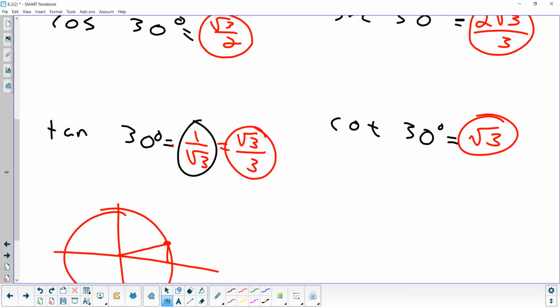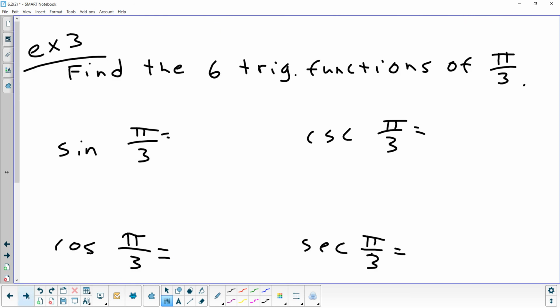So that's 30. Let's try this one. Find the 6 trig functions of pi over 3. Now they're asking in radians. What's pi over 3 in degrees, Matt? 60. That is 60.